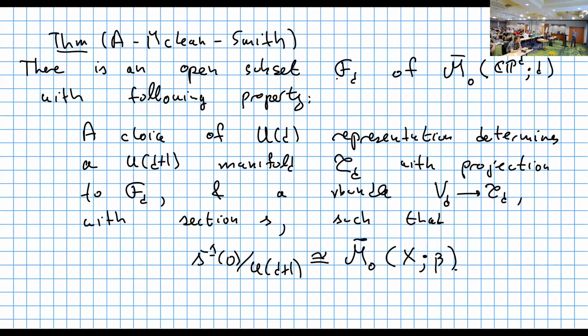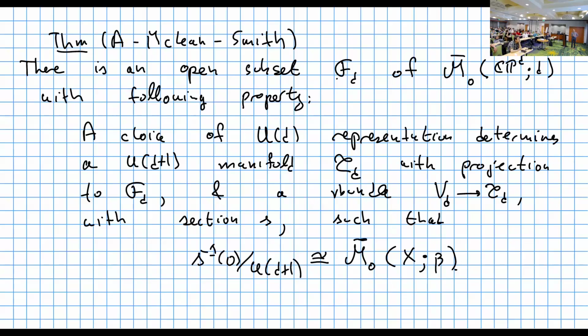Anyway, so we have this T_D, and then you have some vector bundle, achieving what we want. This vector bundle has a section S, so that if I look at this section S and take the quotient by the unitary group, I get exactly the moduli space of curves that I wanted. Okay, so that's our statement.